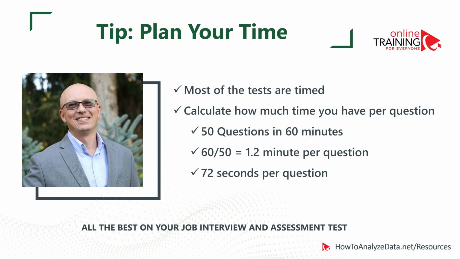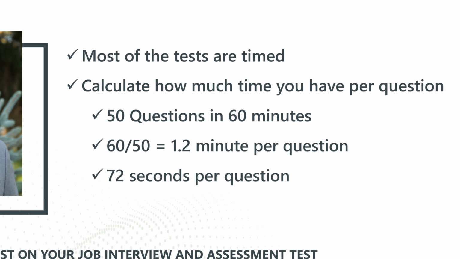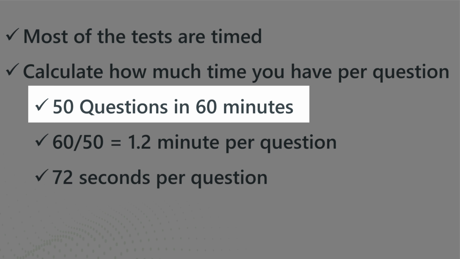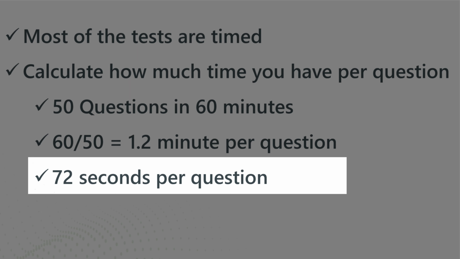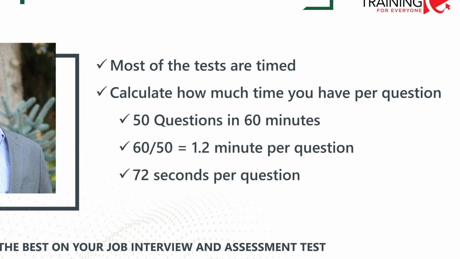Let me give you a tip on how to plan your time during the test. As you're probably well aware, most of the assessment tests are timed. One thing you can do to increase your chances of passing the test is to calculate how much time you have per question. For example, if you have 50 questions that you need to complete in 60 minutes, you can do a quick math in your head. By dividing 60 by 50, it will give you the answer that you need about 1.2 minutes per question, which is the equivalent of 72 seconds per question. Having this information handy will tell you how much time you need to allocate per each question.